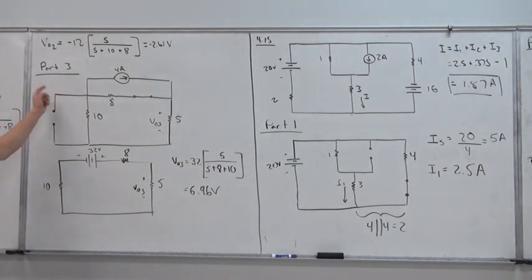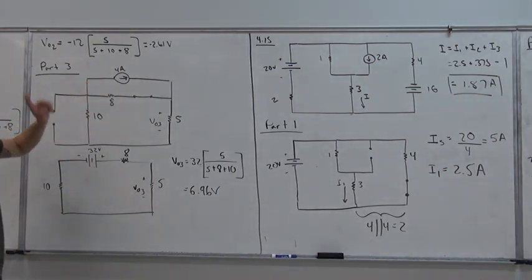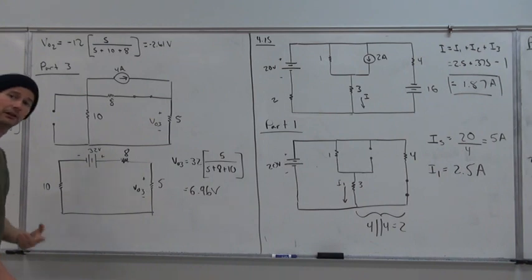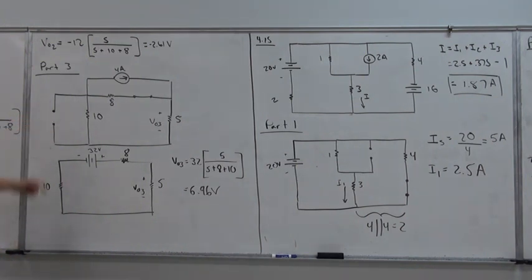So let's take a look at part 3 here. For part 3, we're going to turn back on that 4 amp source. We're going to turn off the 12 volt source and short that out. It's just a piece of wire. Now we're going to turn off that 2 amp source. Leave that one off, represented here as an open circuit for a current source.